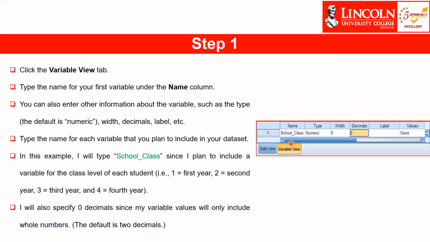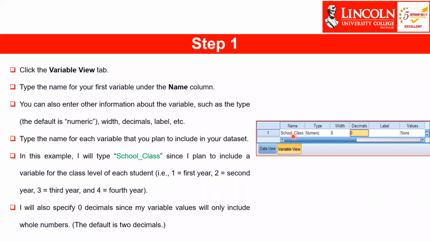To do this, the first step to create a variable is to click the variable view, which you have in here. Then type in the name of your first variable under the name column. Like I told you, you cannot use a blank space. Say you want to have school class. Normally, when you're typing school class, you type school, then you press the space bar, then you type class. But in SPSS, you cannot do that because it is a variable name. So if you want to separate, either you leave it together or you separate using an underscore.